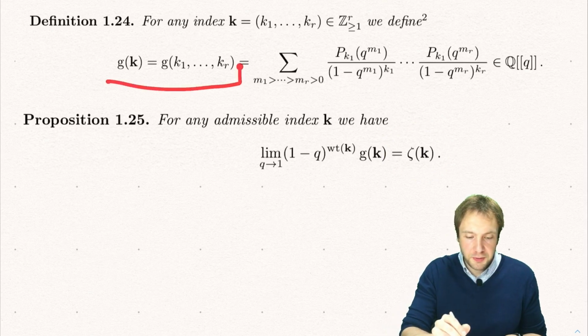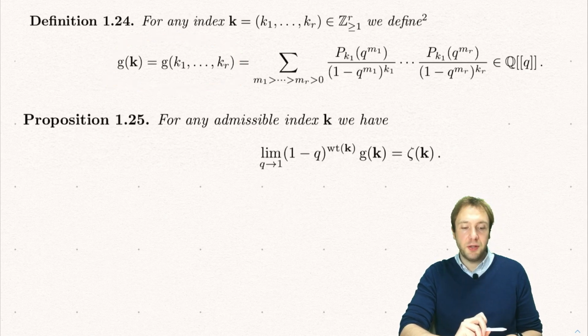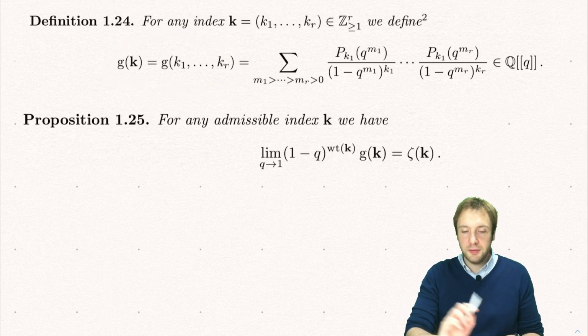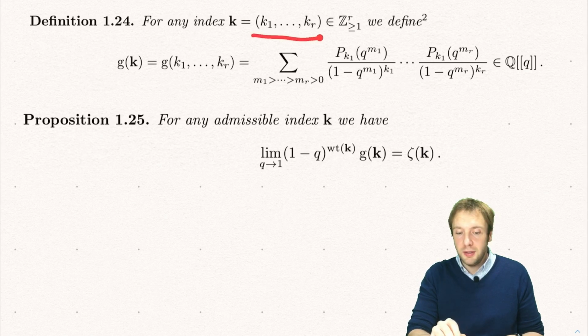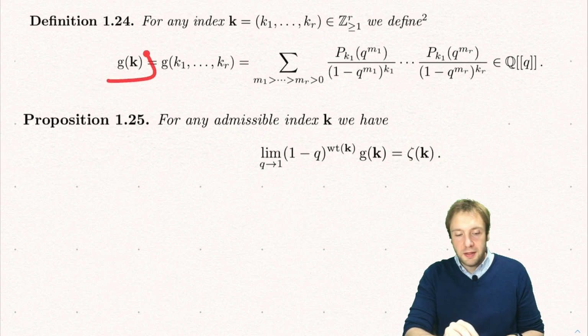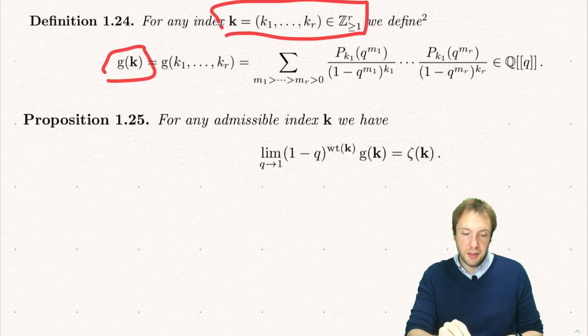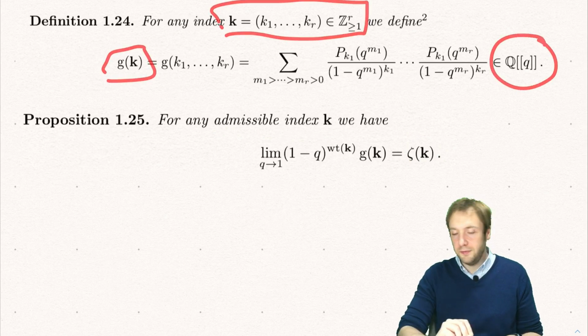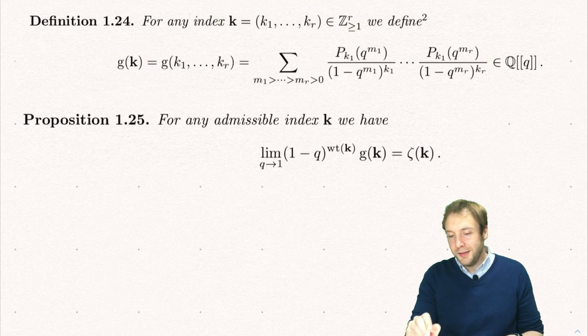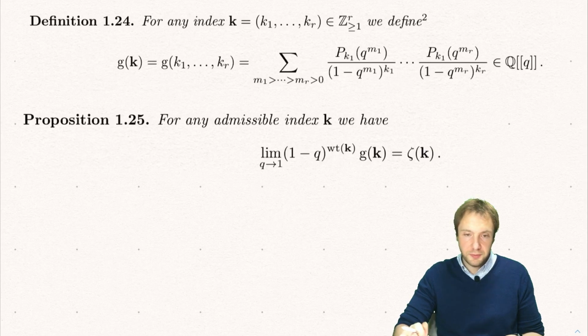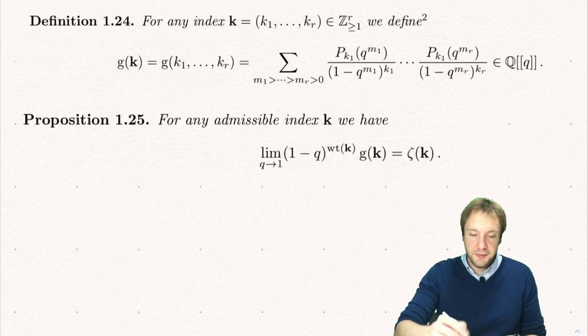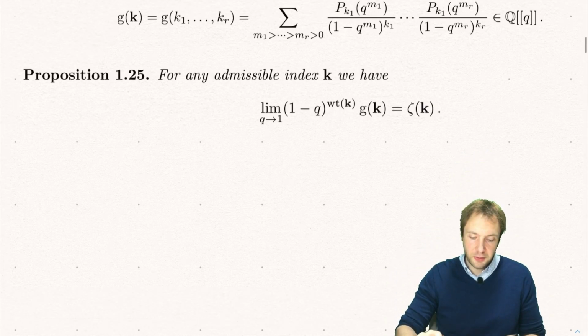So in other words, these are modified q-analogues of multiple zeta values, but they are defined for more indices. Multiple zeta values are just defined for admissible indices, and these are actually defined for all indices. For all indices, they give some formal q-series with rational coefficients. And these we now want to study.